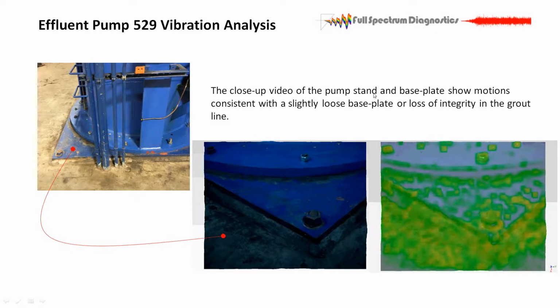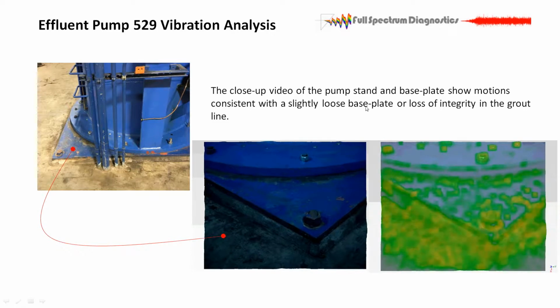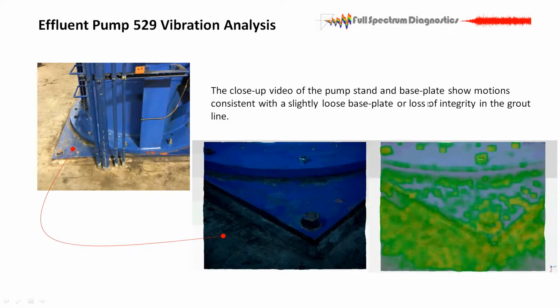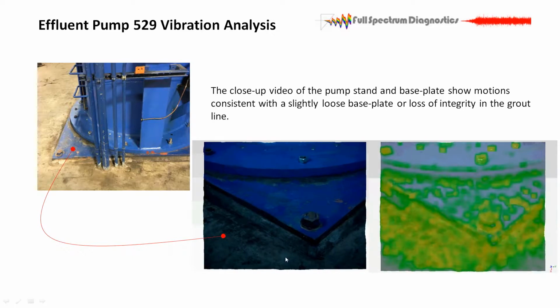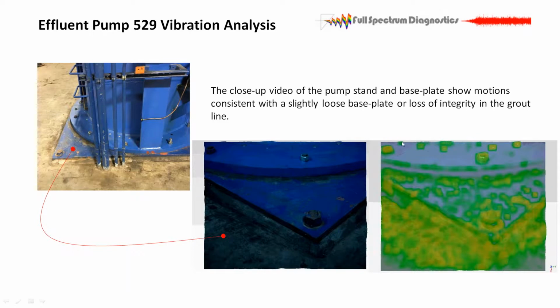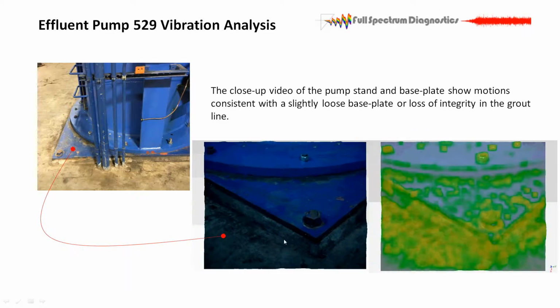So my first thought was we have a grout problem. This looks more like we have a slightly loose base plate. We might have a little bit of grout damage underneath this base plate that's causing it to slide a little bit. And all that force from the misalignment in the discharge line is causing this problem.